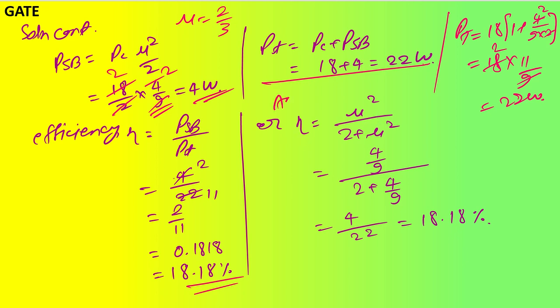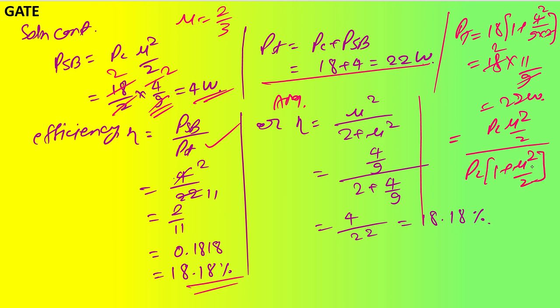So what is your AM efficiency? So mu square by 2 plus mu square. Why is it mu square by 2 plus mu square? You guys know already, right? PSB by PT. So PSB was how much? PC into mu square by 2. This is PSB by PT. So PSB was PC into mu square by 2 divided by PT. PT is PC into 1 plus mu square by 2. If you try to solve, PC gets cancelled, the 2 gets cancelled, so it will become mu square by 2 plus mu square. So this is your efficiency.